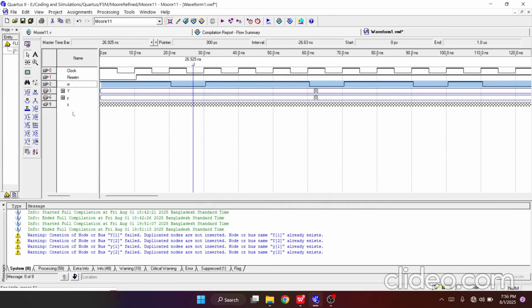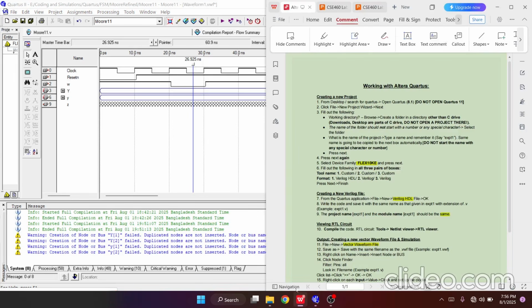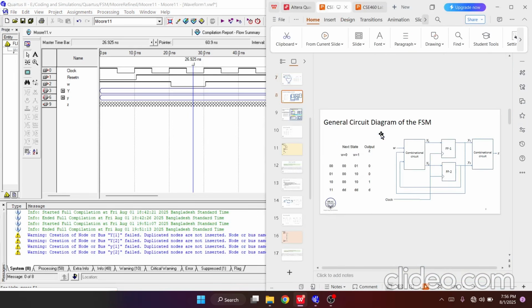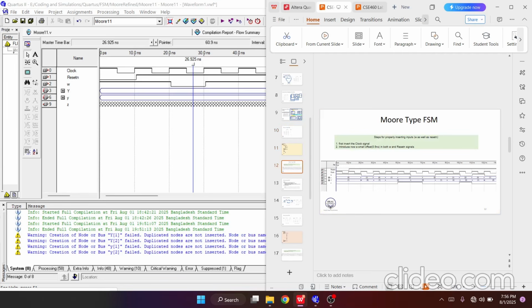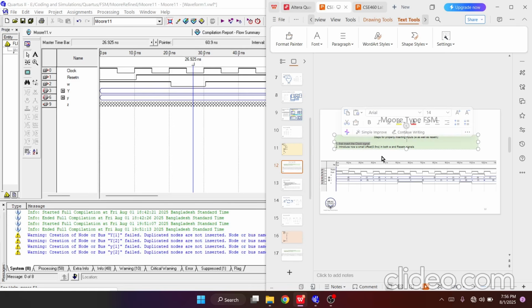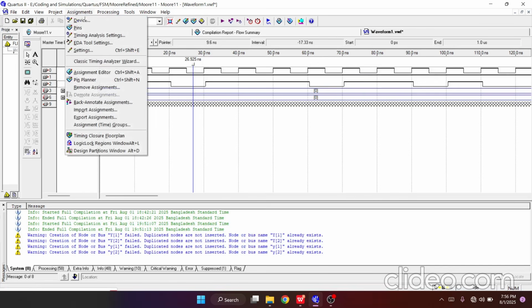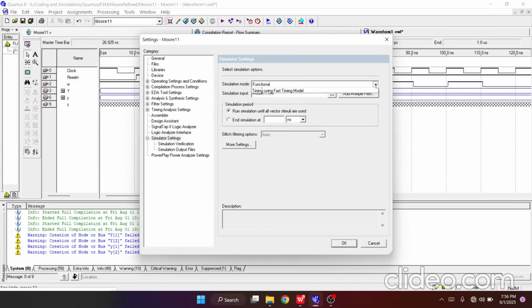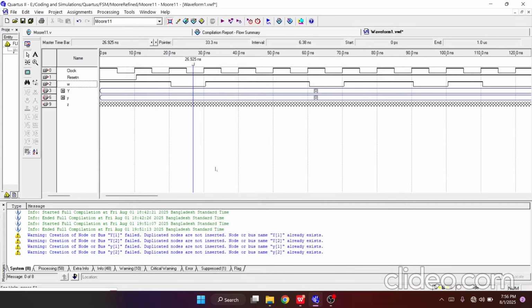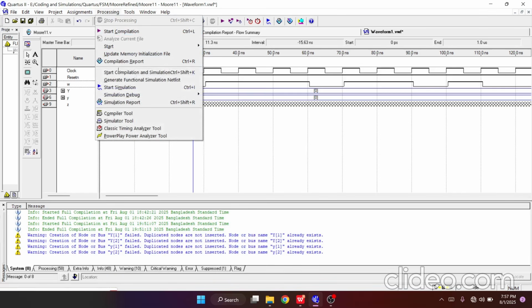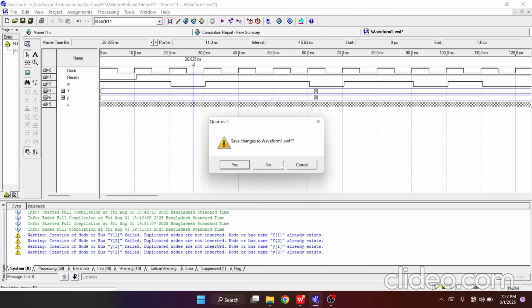Okay, so all the steps required are done. I've also stated these steps in my slide. In the lab slide, you will find these steps which I have performed here. Okay. Now let us do the rest of the steps. Functional must be selected, not the timing. It's also stated in the lab manual. Then go to processing, generate functional. Okay, I have to save it.